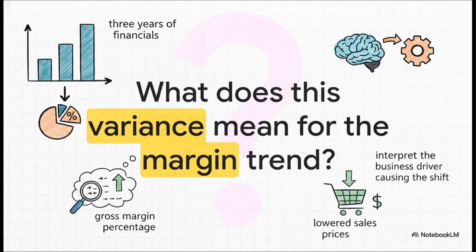To solve this, you calculate the variance, sure, but then you have to look at the underlying data. You have to put on your detective hat. Did the cost of goods sold spike because raw material prices suddenly increased? Or did management intentionally lower their sales prices just to push a higher sales volume? You have to investigate and explain the actual underlying business driver causing the shift, not just report the math.